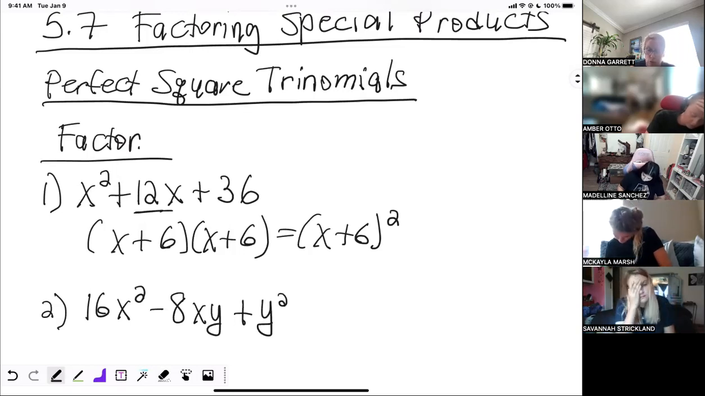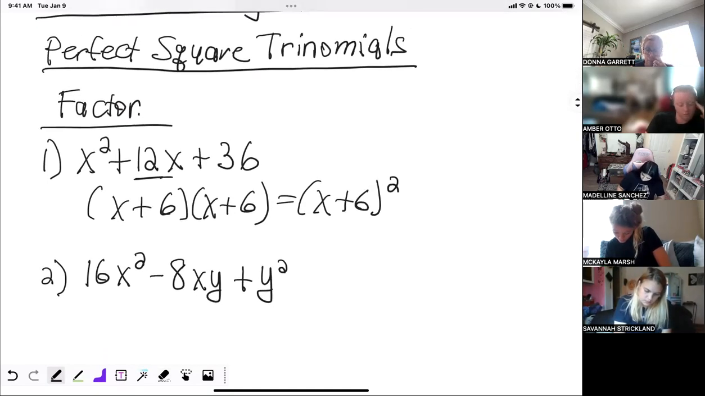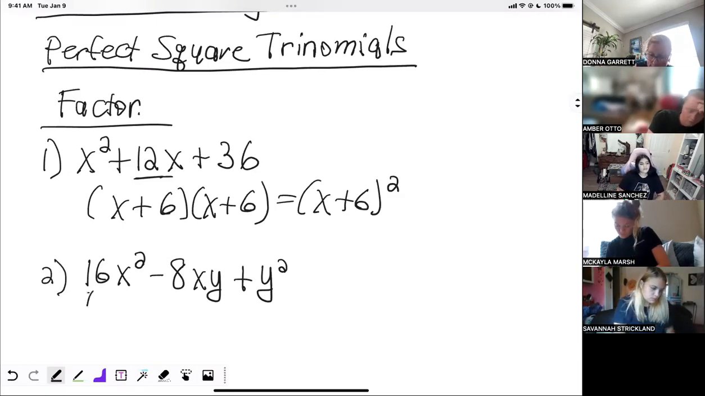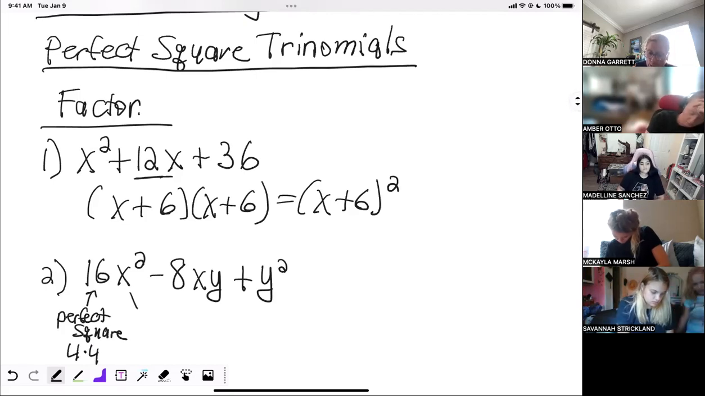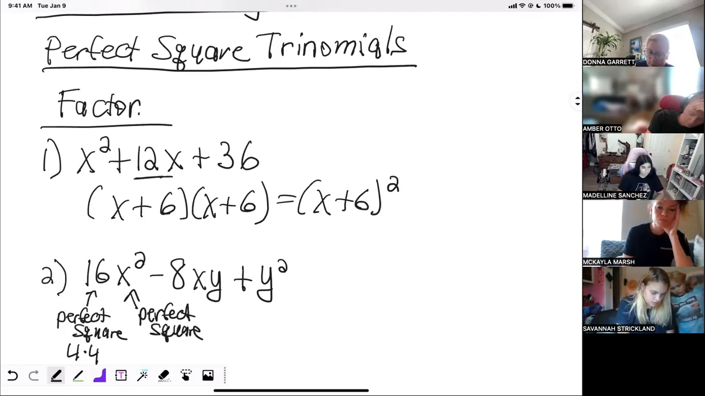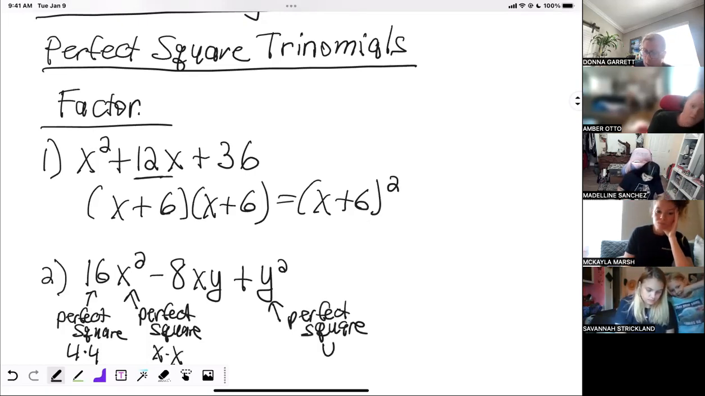Now, this is also a perfect square trinomial, harder to see. How do we know it's a perfect square trinomial? Because 16 is a perfect square, because it's 4 times 4. X squared is a perfect square, because it's x times x. And y squared is a perfect square, because it's y times y. They're all perfect squares. The only thing not perfect square is the middle, and that's the way it usually is.